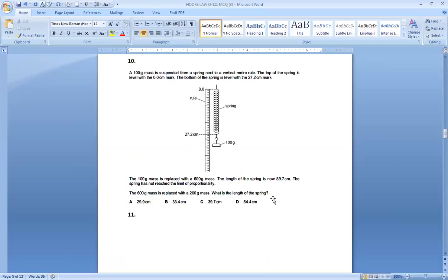If I compare these two quantities, 500 and 62.5, with 100 gram and X, I'll get 12.5 centimeter. 12.5 centimeter extension for 200 gram load, and that 12.5 will be added to 27.2. Your final answer is 39.7. C is your option here. So a lot of calculation you need to make here.